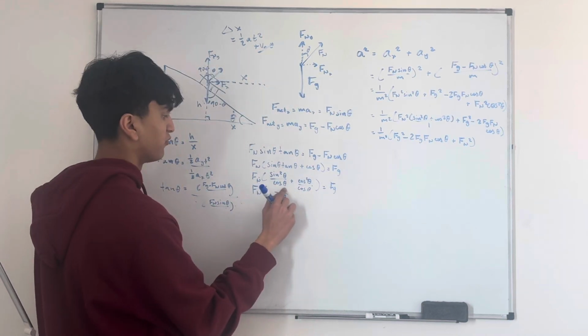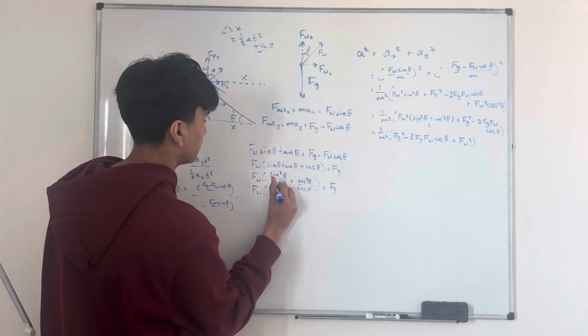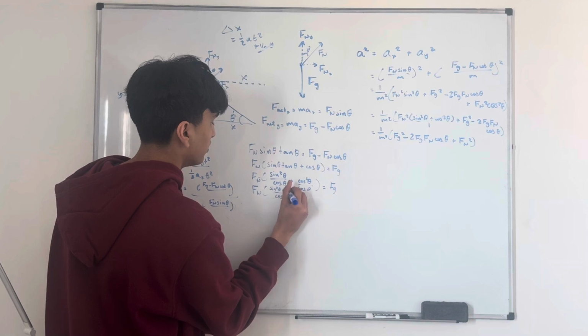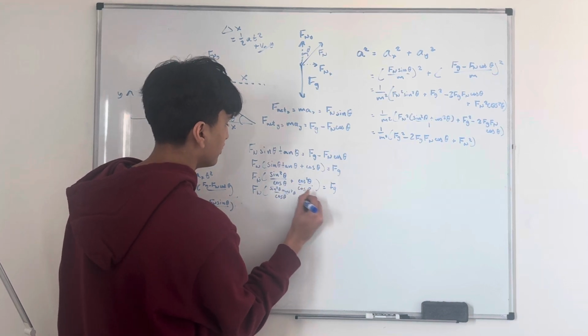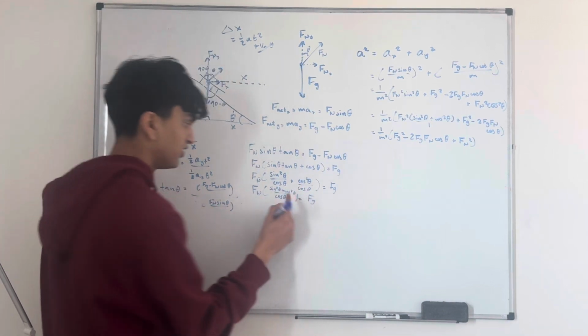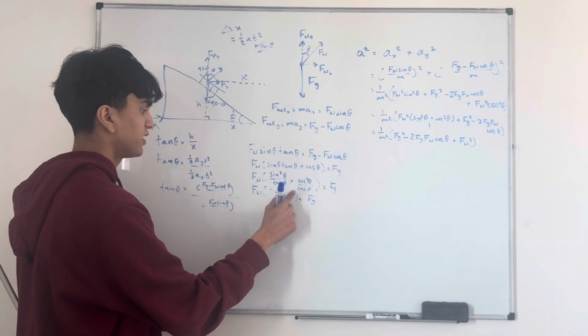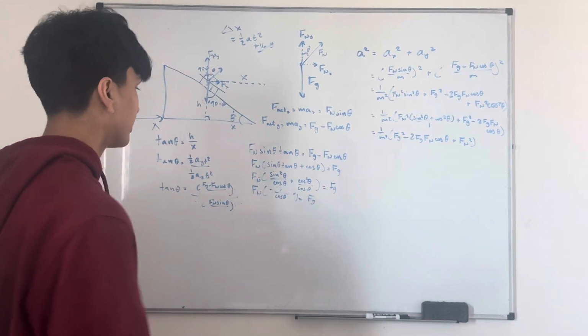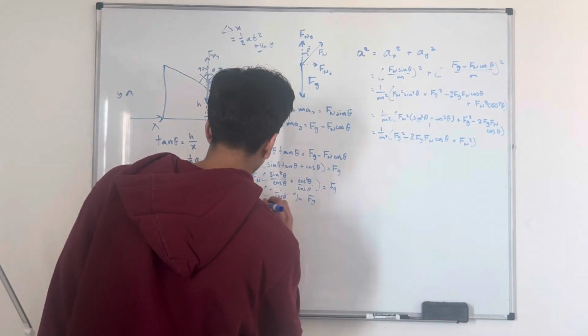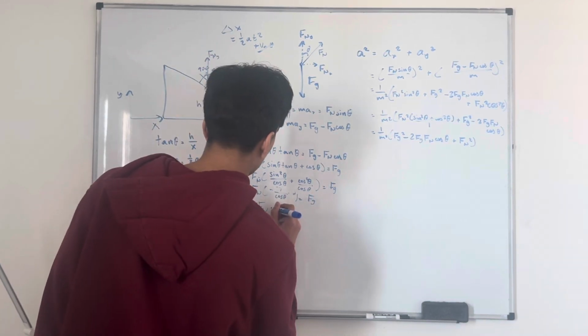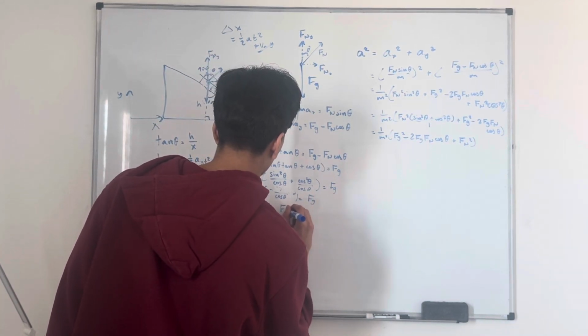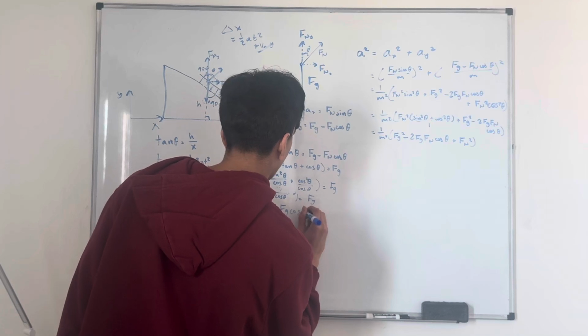So I might have gone a little too fast here. I'm doing sine squared theta plus cosine squared theta over cosine squared theta. But that is just equal to 1, right? By Pythagorean identity. So now I can show that Fn is indeed, if I multiply cosine theta to both sides, Fn is indeed equal to Fg cosine theta.